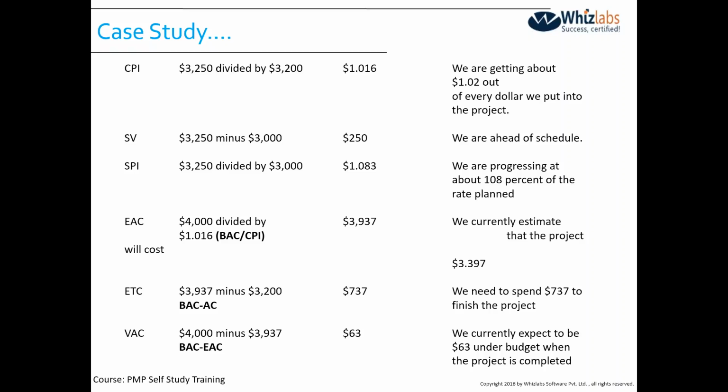So CPI is a very important parameter, and if we are not using our money in a good way, we would see a situation wherein we would be making less money because our initial budget will change. Instead of 4,000, it will go maybe to 4,500.